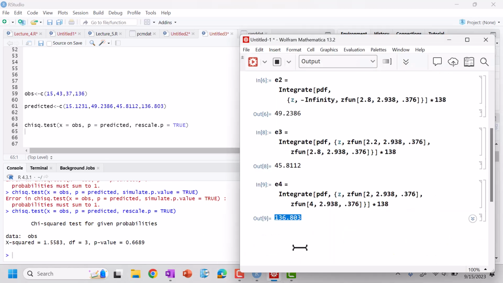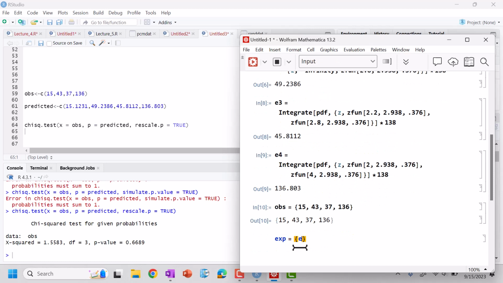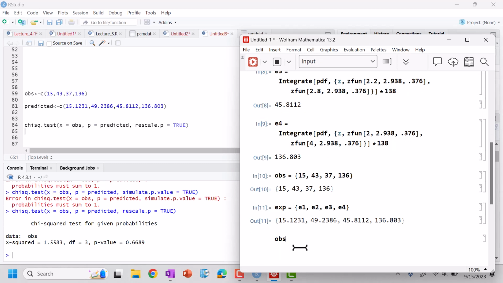We can double check this actually. So I'm gonna go ahead and do observe equals 15, 43, 37, 136. And I'm gonna do expect equals E1, E2, E3, E4. We can see if we get the same value. So we are gonna do observed one, minus expect 1.